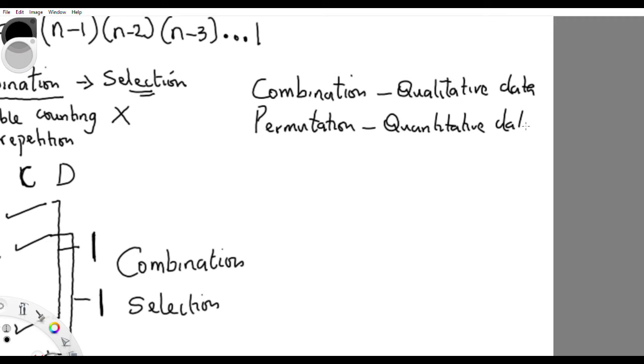It's just like, take for example, when I said girls, remember we mentioned gender is nominal. It is in terms of the quality, not quantity. So combination is majorly qualitative data. Permutation is quantitative. Anything that deals with numbers, digits, that's permutation.